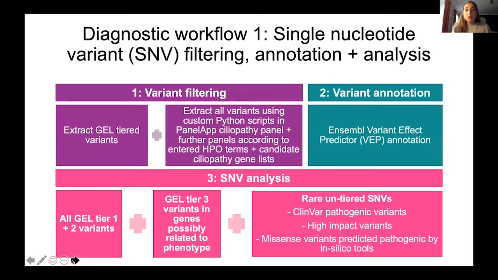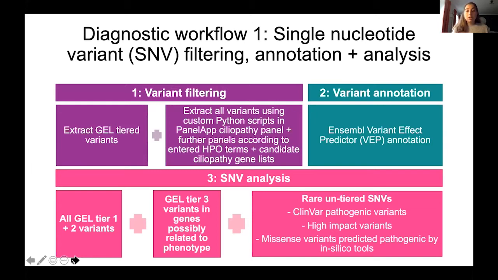So here's the first stage of our workflow, which involved filtering, annotation, and analysis of variants. We began by extracting all variants tiered by Genomics England, as well as variants regardless of their tiering status, using custom Python scripts. We began by applying PanelApp panels, and then candidate gene lists were also provided from local and international collaborators, as well as curated ciliopathy candidate lists called the Cecilia Gold list. Initially we used the ciliopathy panel, and then further panels were applied according to entered HPO terms, such as the retinal disorders panel and the DDG2P panel, which is a compilation of developmental disorder genes that was put together by the DDD project.